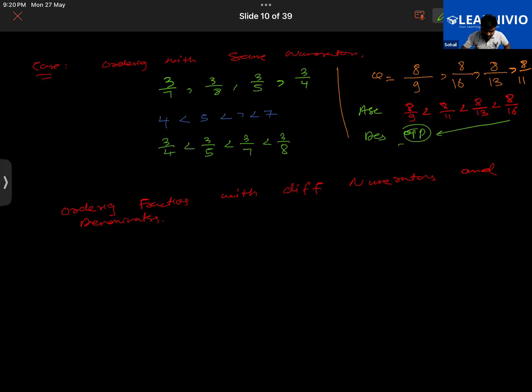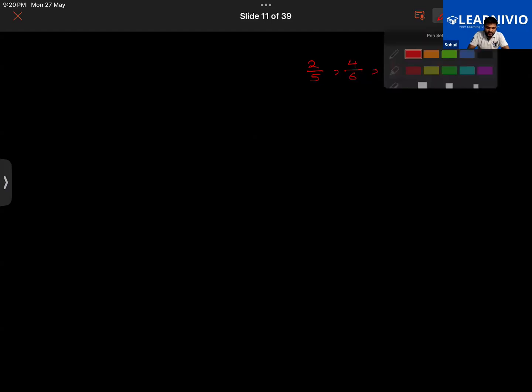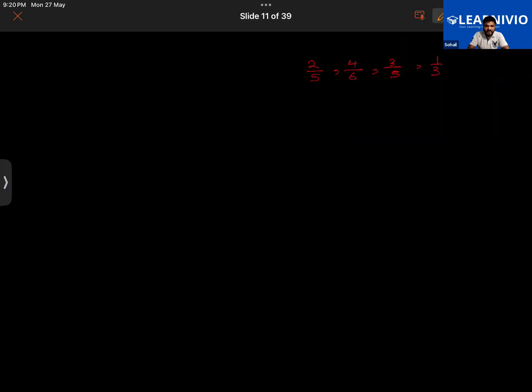Now let us understand how we order fractions which have different numerators and denominators. Say for example, you have fractions like 2 upon 5, 4 upon 6, 3 upon 5, and then 1 upon 3. Clearly, all of them have different numerators and different denominators. So we can't use the previous methods in this. What method are we going to use in this example? Any idea? Yes, Moaz?